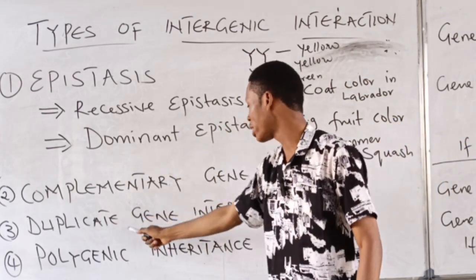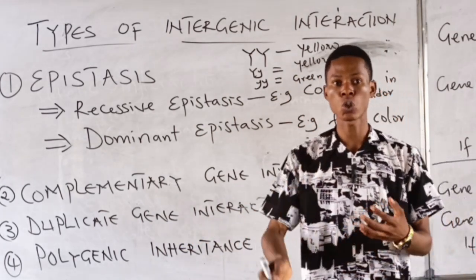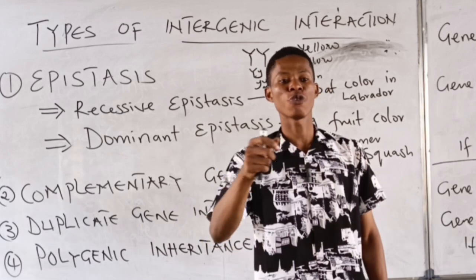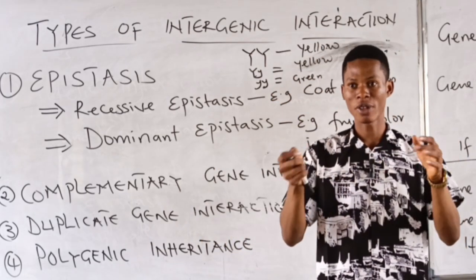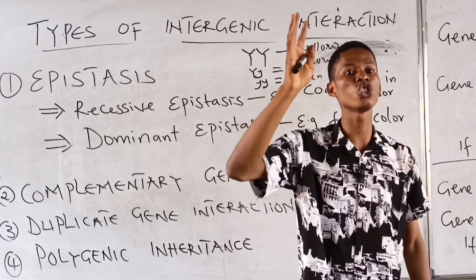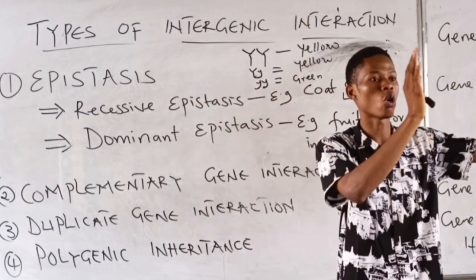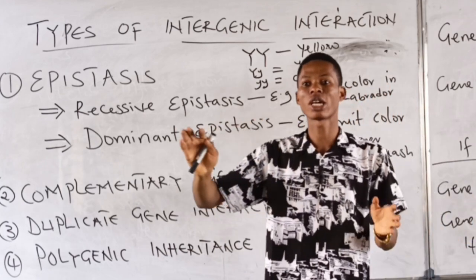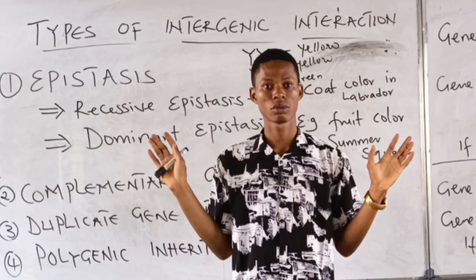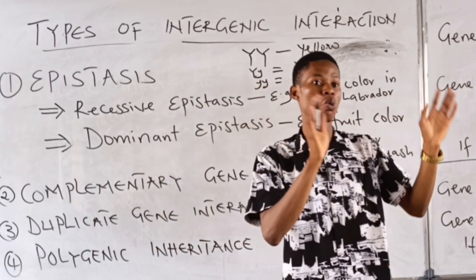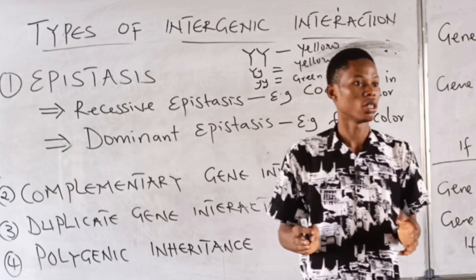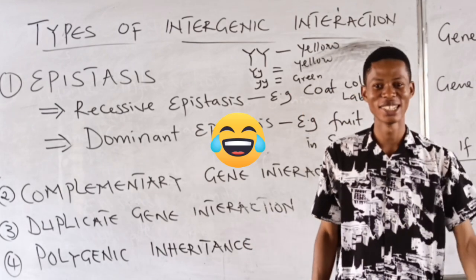Now, the next one is duplicate gene interaction. Duplicate is what? Another copy, right? Two copies, isn't it? If you duplicate something, will two of them be the same? Yes. Now, in duplicate gene interaction, we have two genes, one located on one locus, another located on another locus, but the two of them are coding for the same thing. If one refuses to work, the character will still be expressed. If both refuse, the person dies.